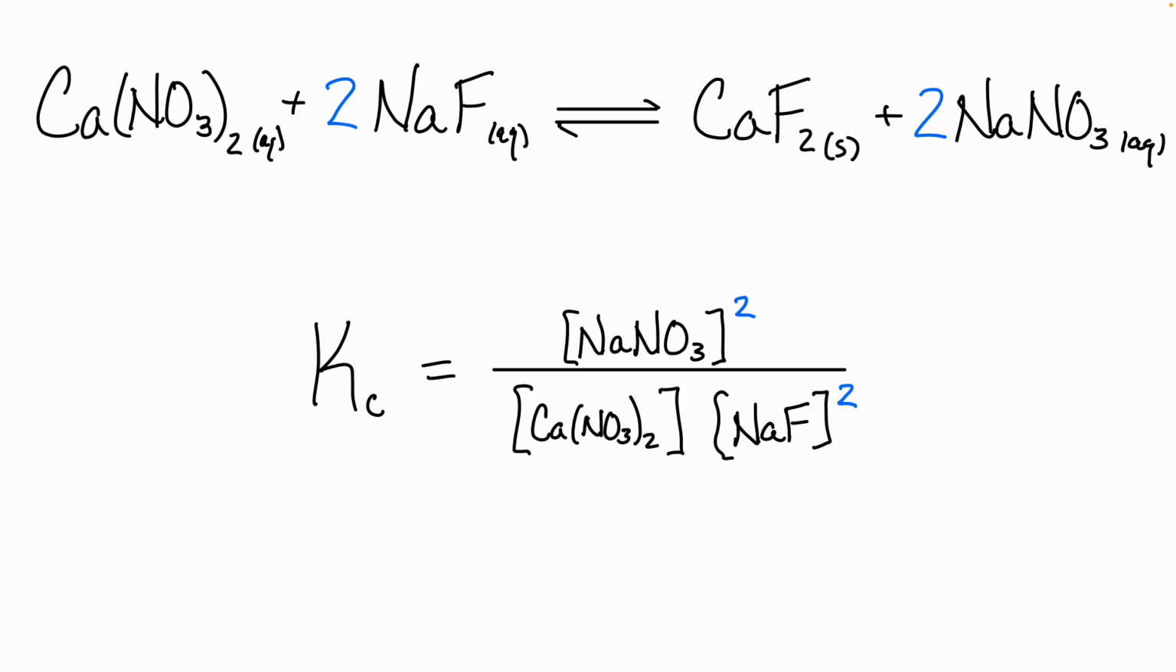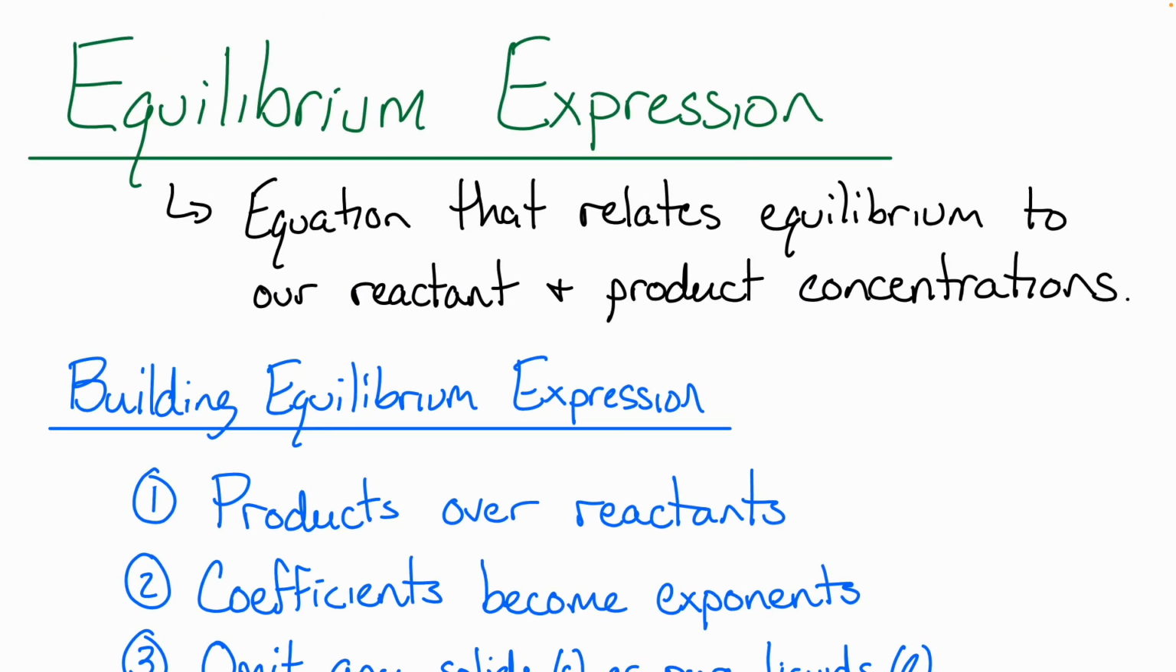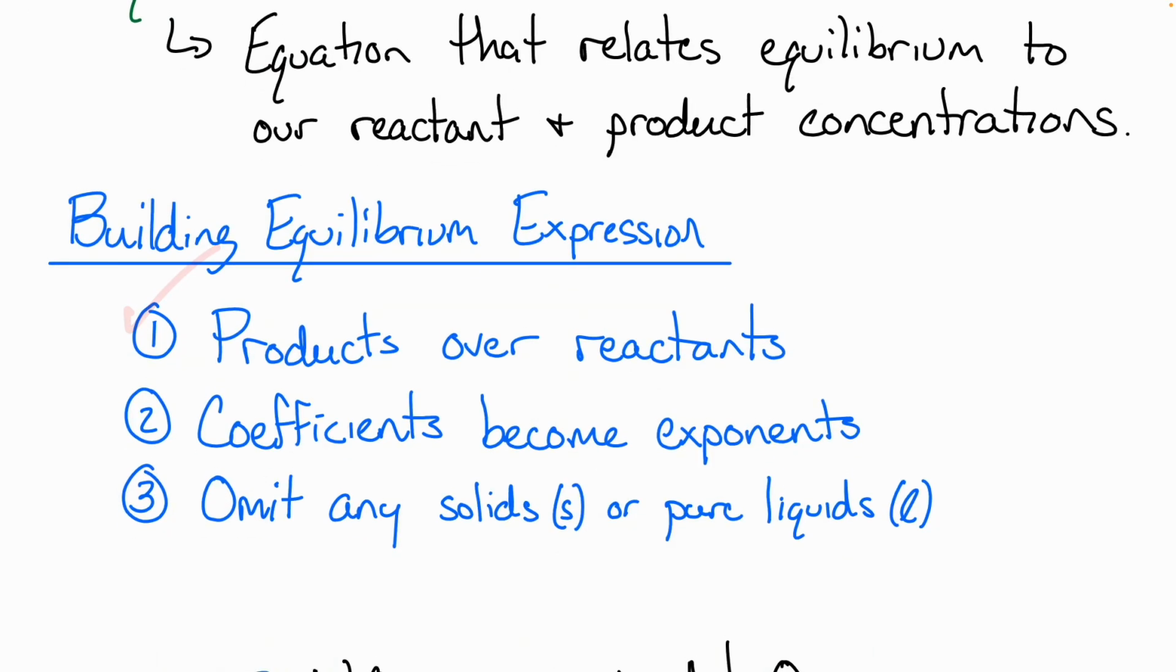Okay? So building these equilibrium expressions: products over reactants, our coefficients become exponents, and we omit any solids or liquids from our equilibrium expression.